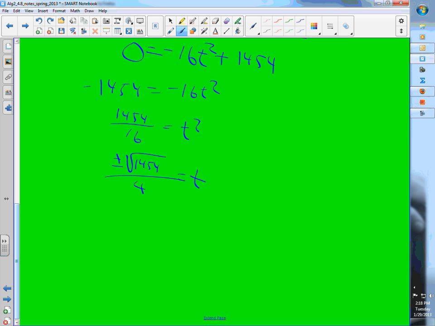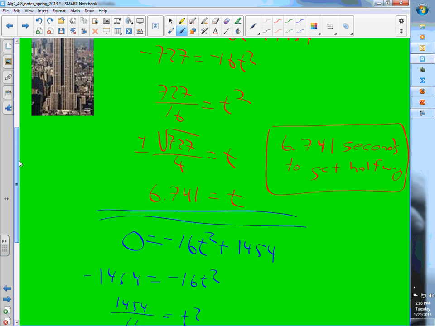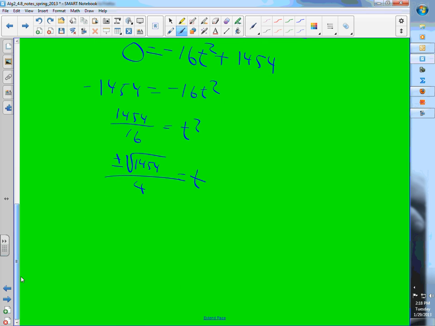How many decimal places? 3. But don't round until you get to your final answer. You're going to do the square root of 1454, divide by 4, then round. Do not round in the middle of your problem. If you have a multifunction calculator, you can do it in one shot, as long as you close the parentheses on the radical. So this is going to be less than 13 seconds. How much less? What's t going to equal? 9.33.